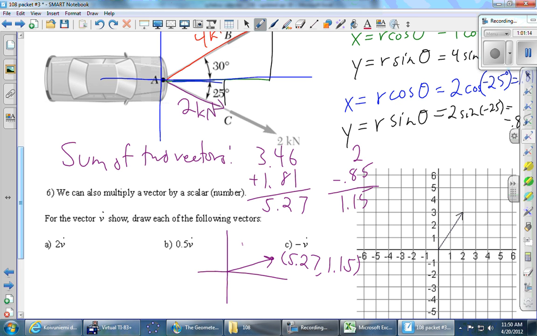You could find the r by doing the Pythagorean theorem, a squared plus b squared. What else could we find? You could find the theta by doing, remember which trig function gives you the theta? It was the tangent, right? Inverse tan of y over x. So it's real easy to go backwards once you have these components.